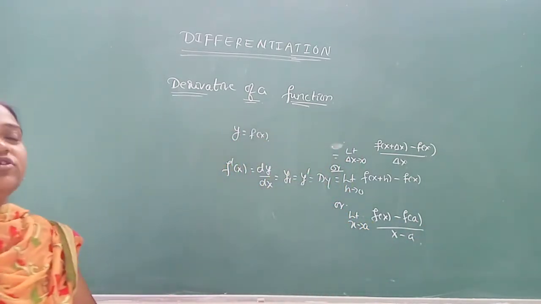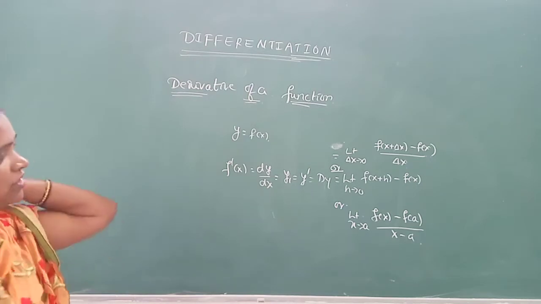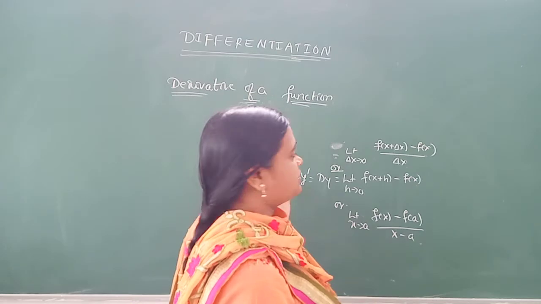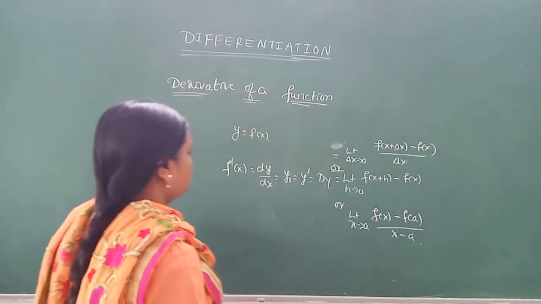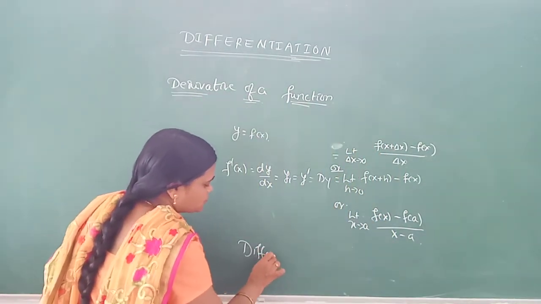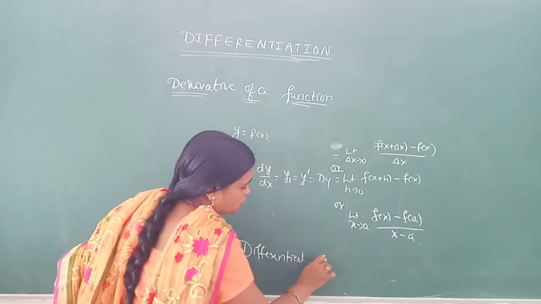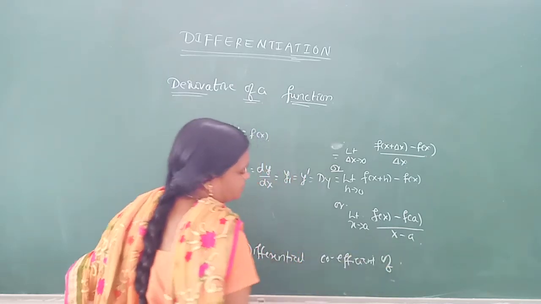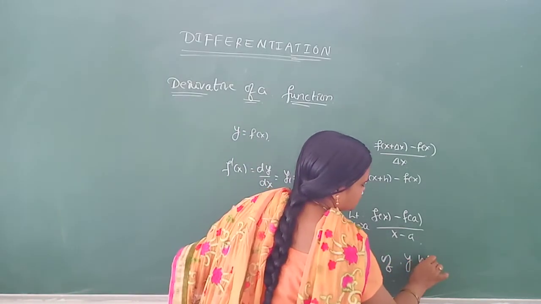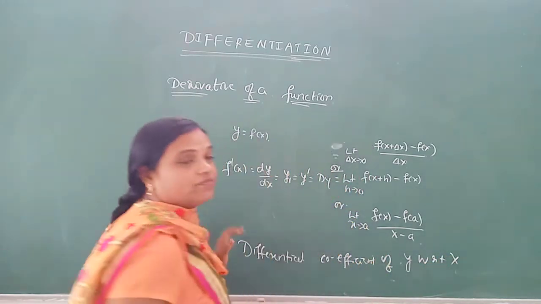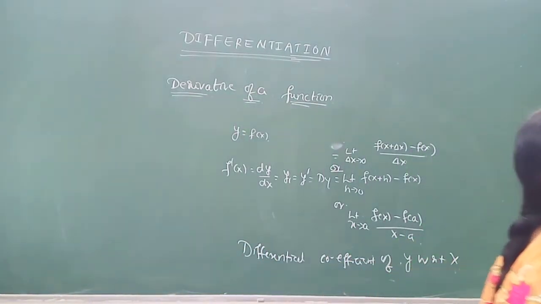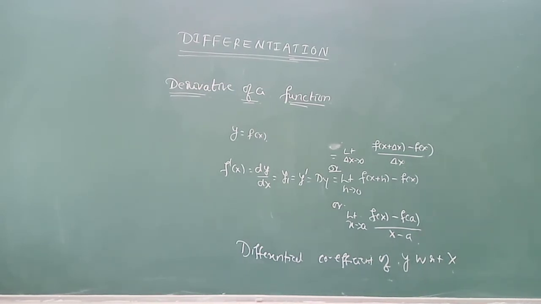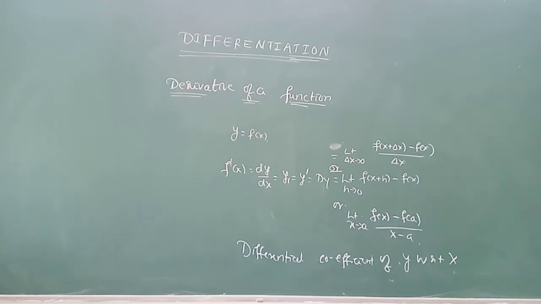These are the three forms we can represent f dash of x, or dy by dx, or y1, or y dash, and this is called the differential coefficient of y with respect to x. Okay, this is how we can represent it.